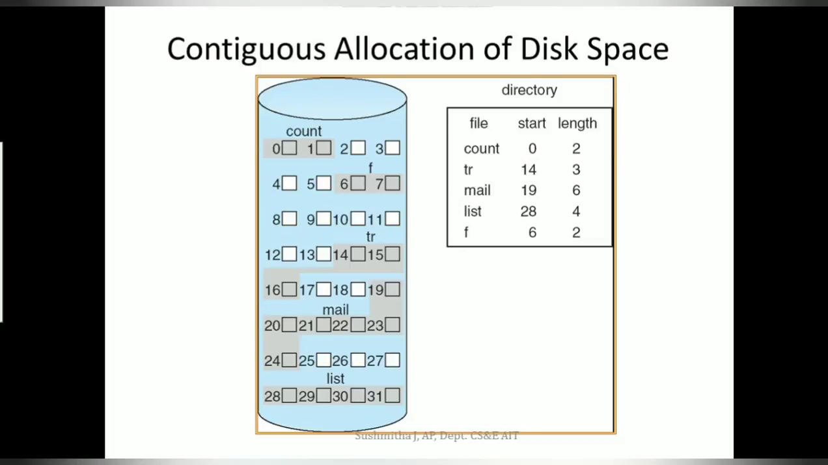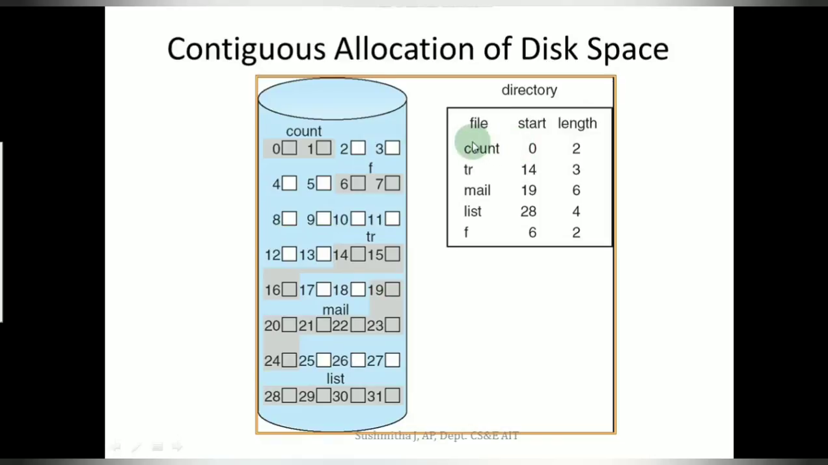So contiguous allocation of a file is defined by the disk address and the length of the first block. If the file is n blocks long and starts at location B, then it occupies B, B plus 1, B plus 2, B plus 3, and so on up to B plus n minus 1. The directory entry for each file indicates the starting address and the length of the area allocated for this file.